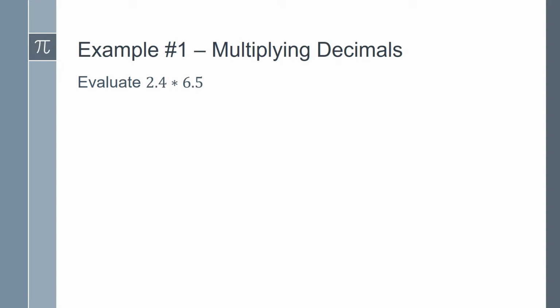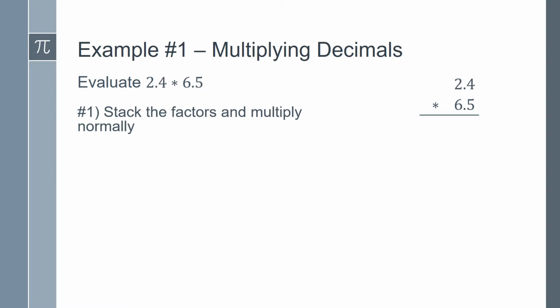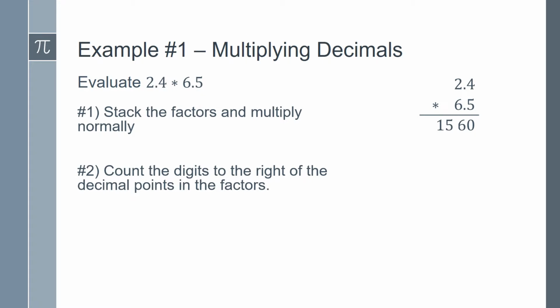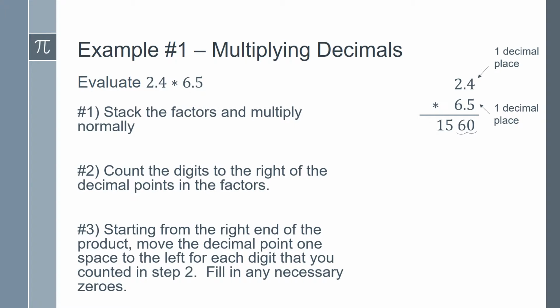For example number 1, we will evaluate 2.4 times 6.5. The first thing we need to do is stack the factors and multiply normally. So if we look at this as 24 times 65, we find an answer of 1,560. Next, we'll count the digits to the right of the decimal points in the factors. There's 1 decimal place in 2.4, and there's also 1 decimal place in 6.5, for a total of 2 decimal places. So we'll start from the right, and we'll move to the left 2 spots, and 1,560 becomes 15.60. So 2.4 times 6.5 equals 15.6.